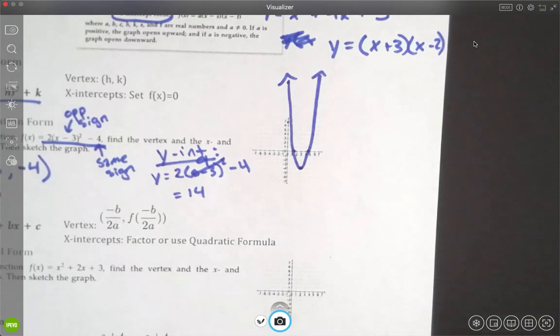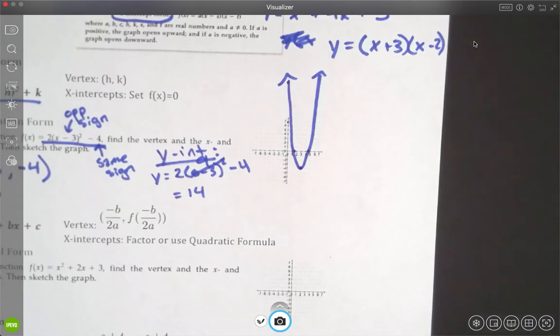What do you have inside the parentheses? Wait, 0 minus 0 minus 3. You plug 0 in for x. Yep. 0 minus 3 is negative 3, and negative 3 squared is positive 9. And 2 times 9 is 18, and 18 minus 4 is 14. He's crossing at 14. You see how that all works? So we found all 3 of those pieces: x-intercept, y-intercept, and vertex. All 3 of those things help me graph my function.